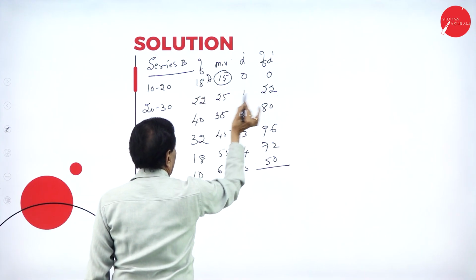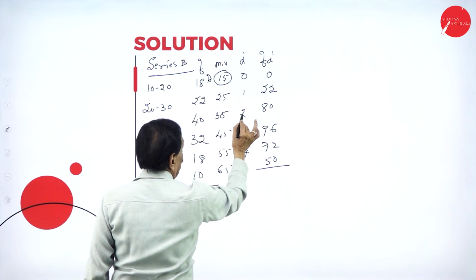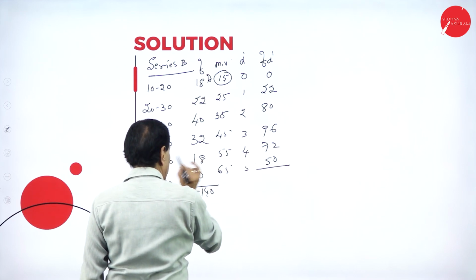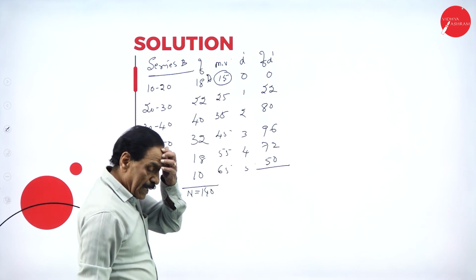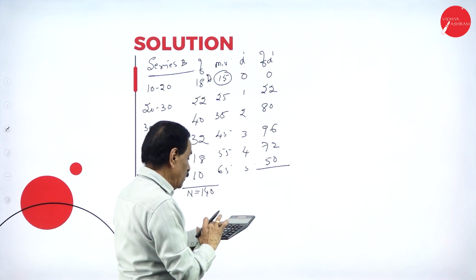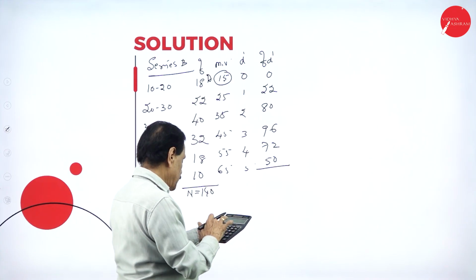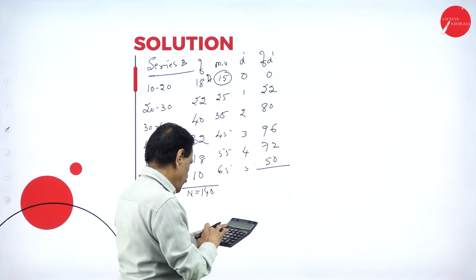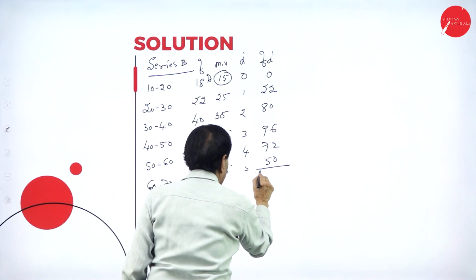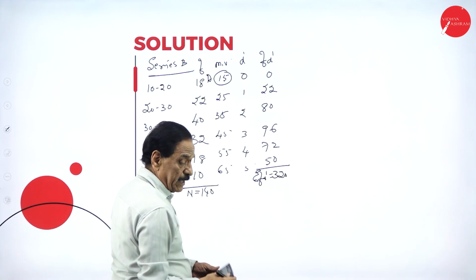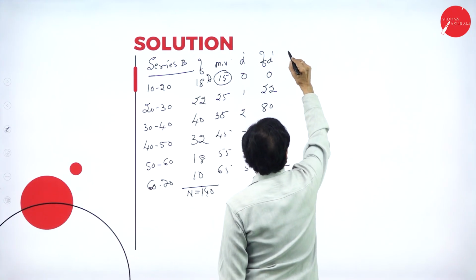Add the figures: 22 plus 80 plus 96 plus 72 plus 50 is 320. Sigma ft dash is 320. Next, ft dash square.